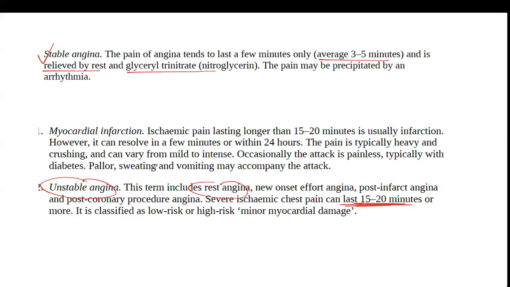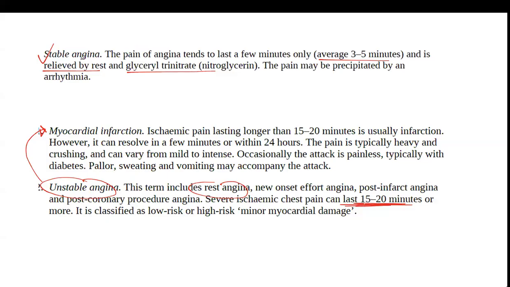Okay? Now you can say that the same thing also happened with myocardial infarction. Remember, myocardial infarction, the pain will be much worse. So it will be sudden, severe chest pain, and it will not resolve. It will be heavy, crushing, and it can be intense. Sometimes just by looking at the symptoms, it is very difficult to differentiate between these two. So we can't most of the time differentiate based on the symptoms only. A lot of other things we need.